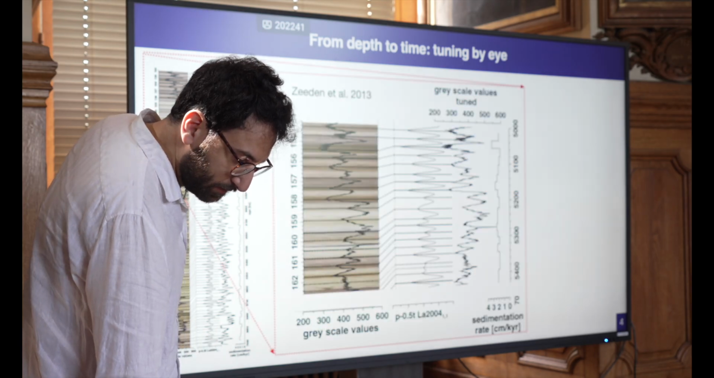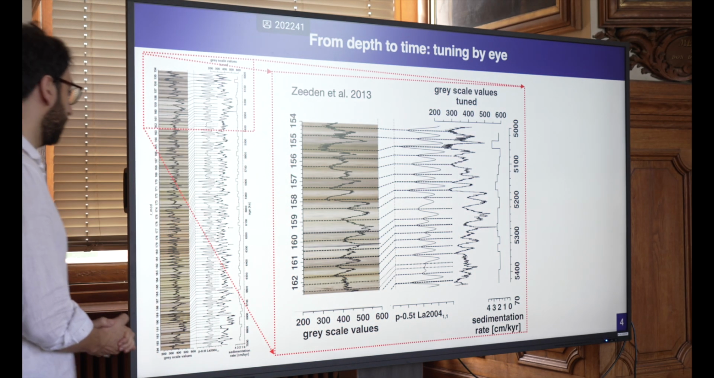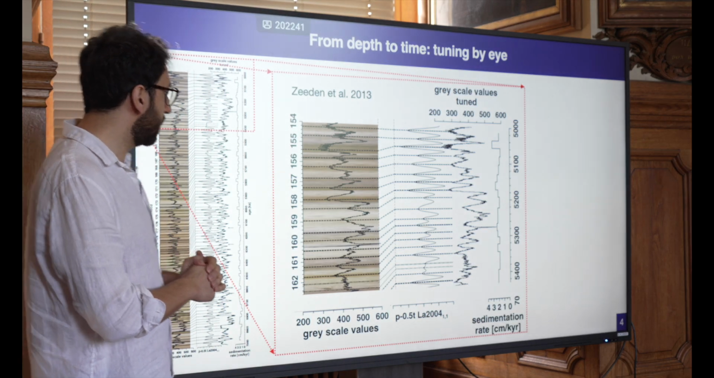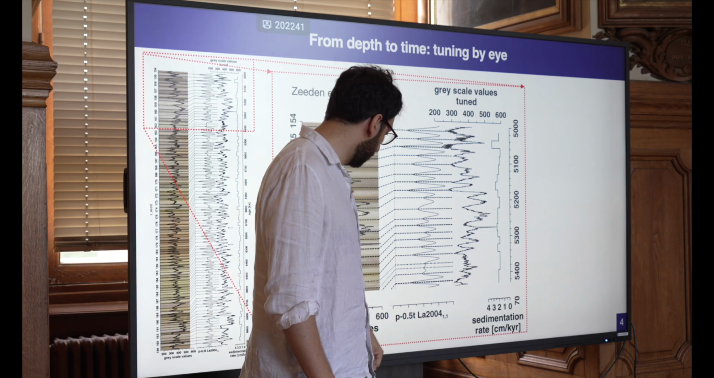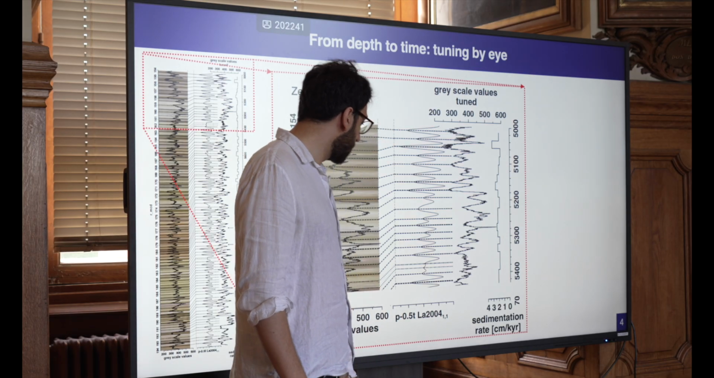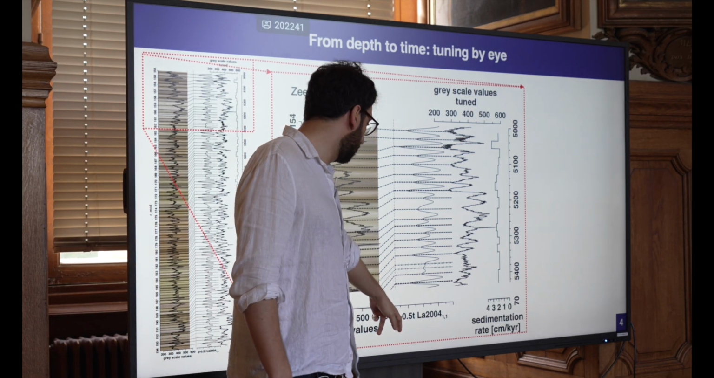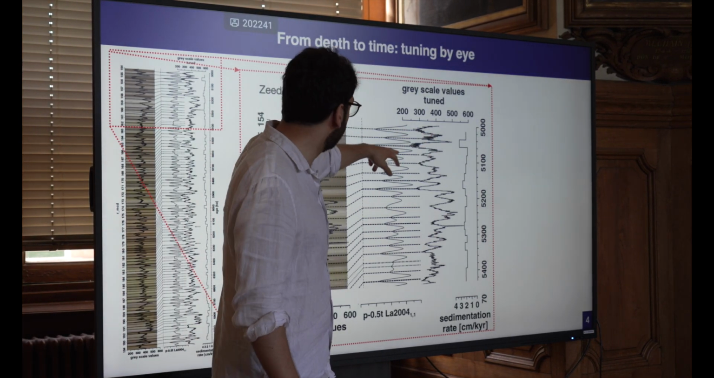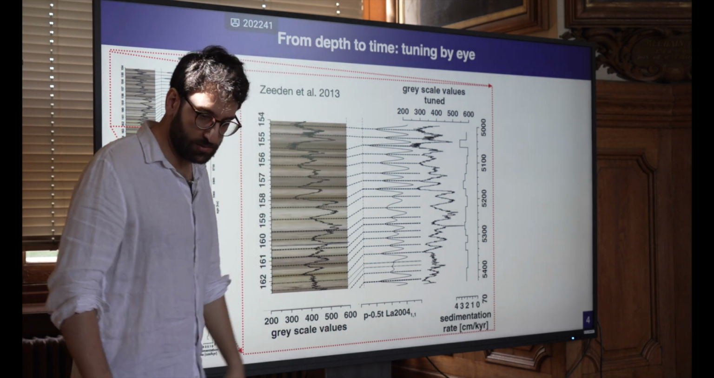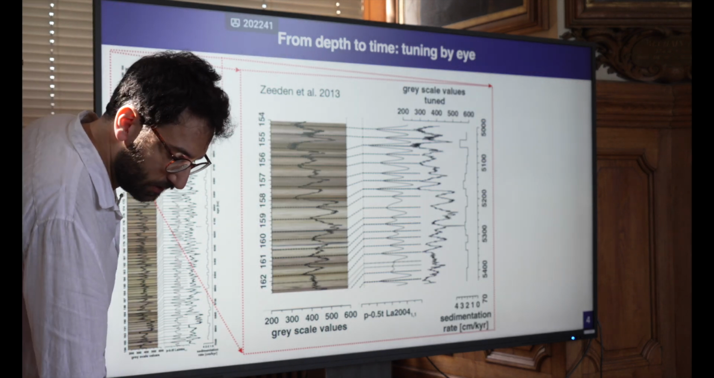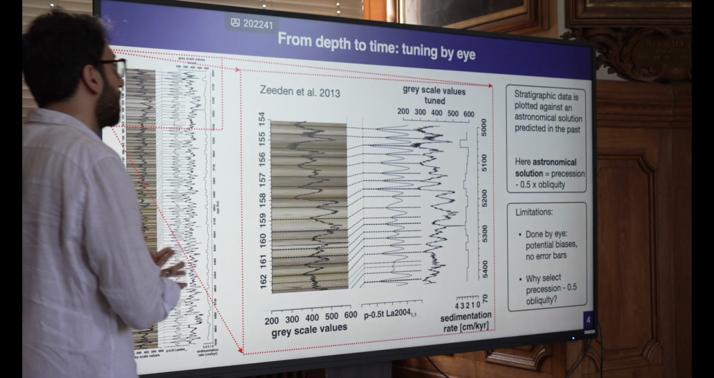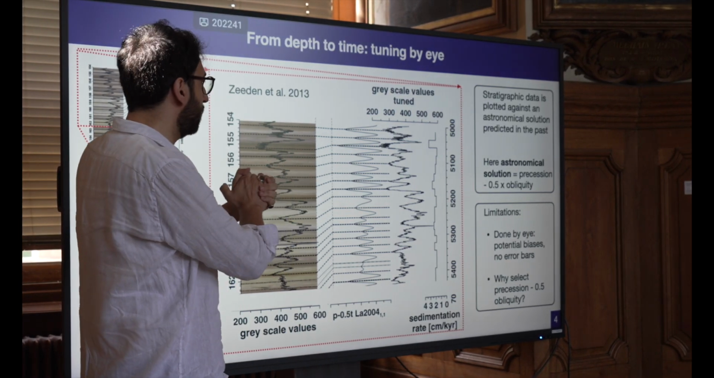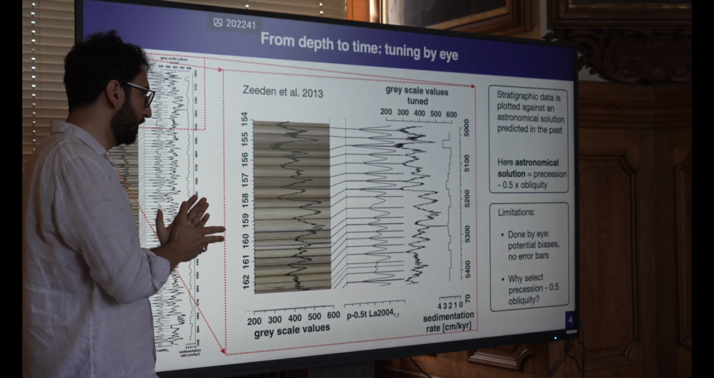So in practice, you know this better than I do, but you have a proxy. For example, here this is a grayscale. You have your astronomical solution where you pick exactly which components you want, and you match the values and peaks of your proxy with the values and peaks of your astronomical solution. That's how we do things so far. Here, in that case, the astronomical solution is precession minus 0.5 obliquity.